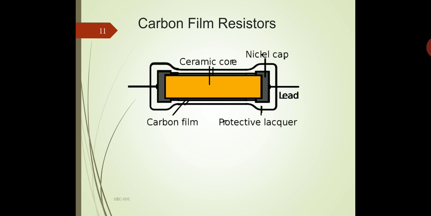So the middle one, yellow color, is the ceramic core. Then you have the black line, that is the carbon film deposited. Then you have the nickel caps on either side along with the leads. Then over all these things you have a protective lacquer layer that is meant for protection, on which the color code will be painted.